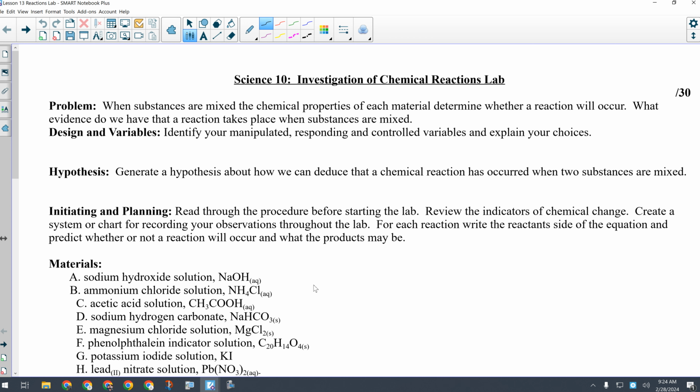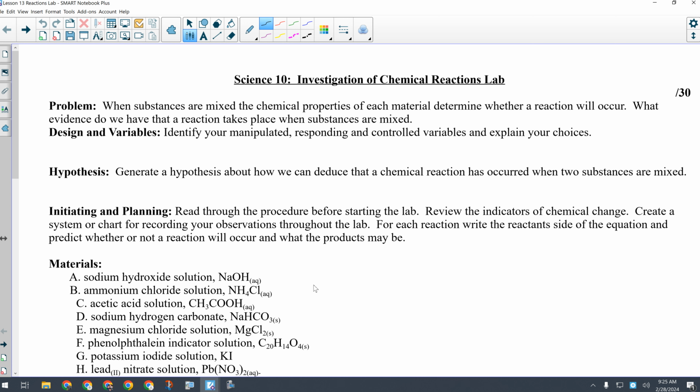So we're looking here for what the signs of a chemical reaction are, signs of a chemical change, things like that. In the design part, this is where we do the variables. And remember that for your variables, you identify and explain. And in your explanation, you're giving me a how and a why for each variable.